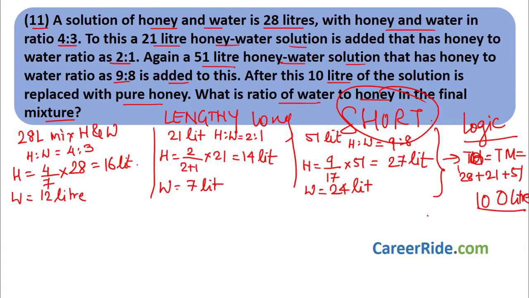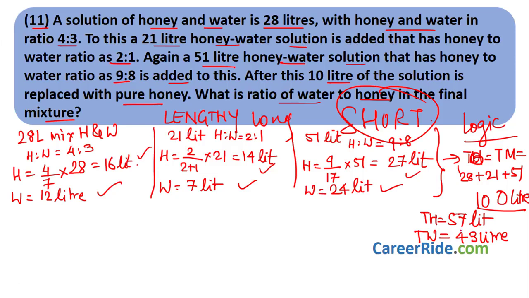Now, how much is the total honey? It would be 16 liters plus 14 liters plus 27 liters. That comes out to be 57 liters. How much is the total water? 12 liters plus 7 liters plus 24 liters. That comes out to be 43 liters. Or you can simply say 100 liters minus total amount of honey, that is 57. You will get 43 liters of water.